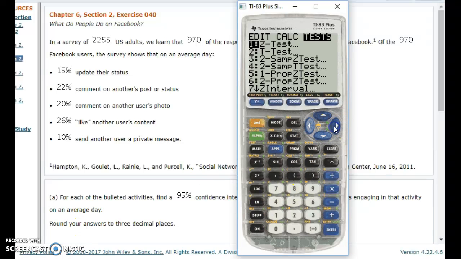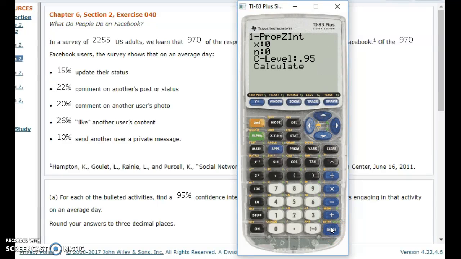So I hit the stat button, came over to test. I come down to 1 proportion Z interval. Now, I don't know what 15% of it is, so I'm going to say 0.15 times 970 out of 970. I'm not sure it's going to like this fraction, so I'm just going to keep that in mind. 95% confidence interval.